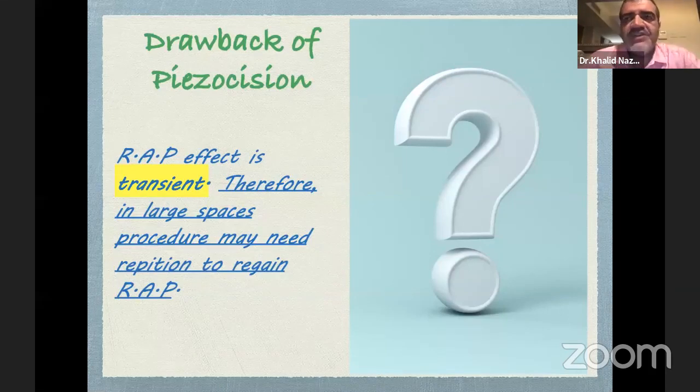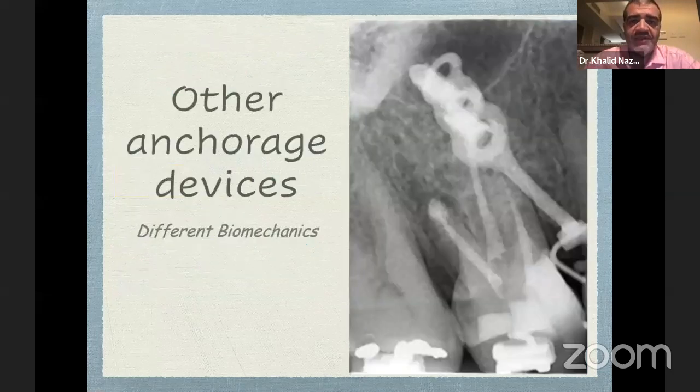However, it's not a magic solution. There is no magic solution for everything. One of the drawbacks of piezo-scission is that the wrap effect coming from it is transient. It does not last more than 3 weeks maximum. So in cases where the spaces are very wide, it needs to be repeated more than once for the site to enhance the movement. Every time the orthodontist feels that the force is not causing the movement anymore, the patient is sent back to us and we will do the piezo-scission. But this is usually only for big spaces.